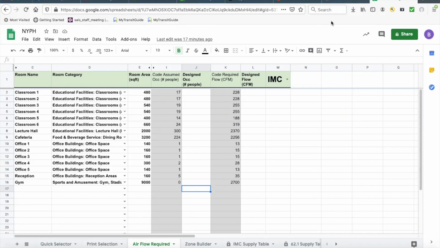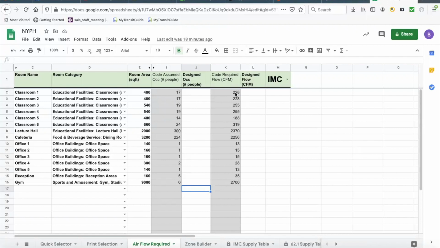So I did just a small school, call it, just for demonstration purposes. So I took 6 classrooms. I've got a lecture hall, a cafeteria. I've got the offices. I've got a reception in the office area, and I've got a gym. And so I've got default numbers that go in when I put in the square footage for all those spaces. This is the code assumed number occupancy.